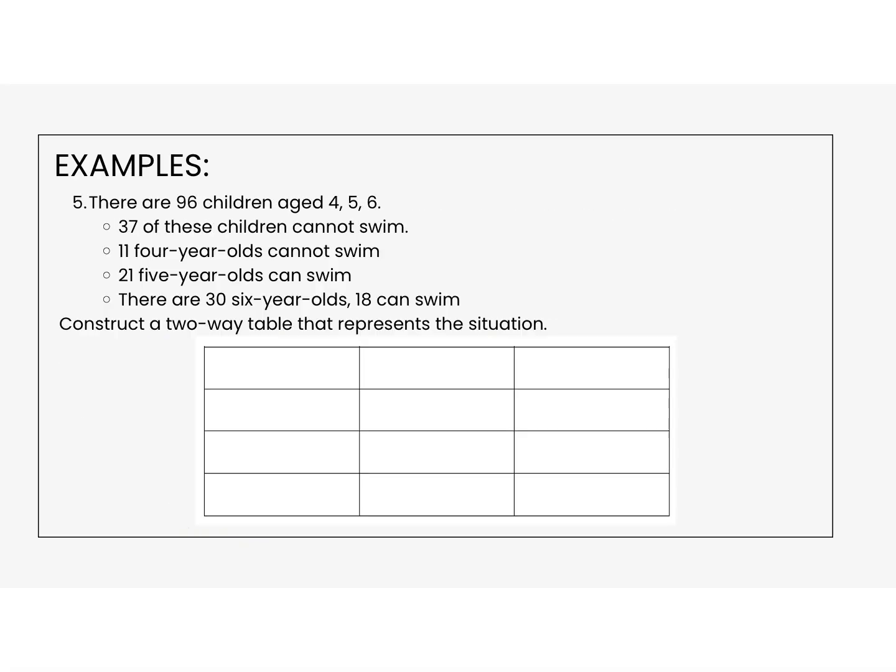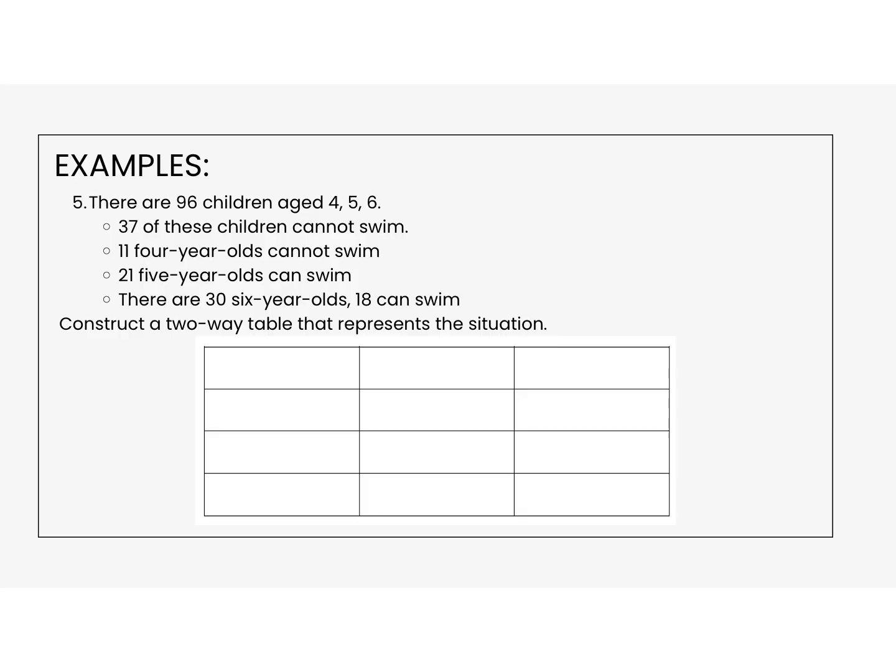All right, we are jumping ahead a little bit if you're following in your packet, because I want to make sure we talk about how to construct a two-way table. So we're going to look at all this data, and then we're going to try and put together this table. There are 96 children ages 4, 5, and 6. 37 of these children cannot swim. 11 4-year-olds cannot swim. 21 5-year-olds can swim. And there are 30 6-year-olds, 18 who can swim.